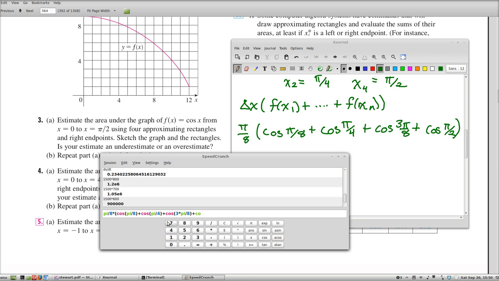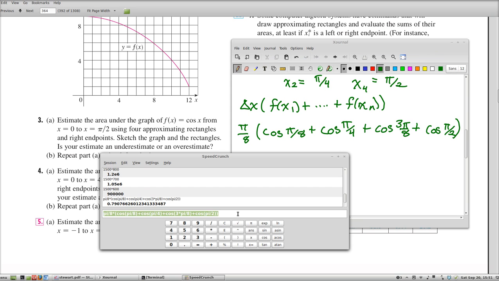Plus cosine pi over 2, which we don't really need the calculator for. This thing better be set in degrees or I'm going to freak out. And just because I'm feeling a little paranoid, let me make sure. Yeah, it's in radians, so that's good. So let's see what that's equal to. So that's equal to this number, and that's the answer.